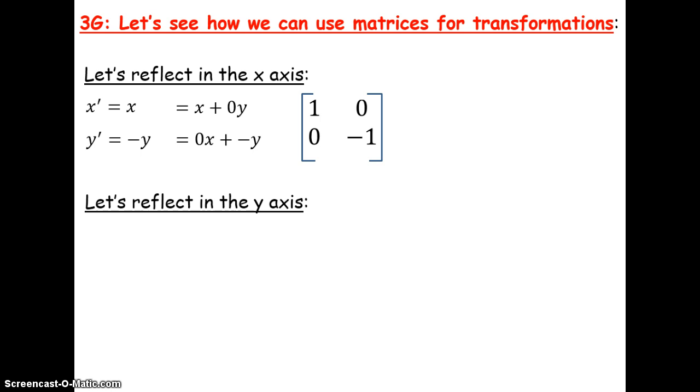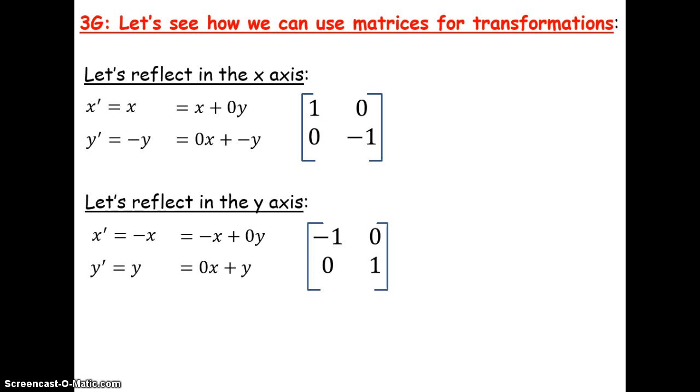When we reflect in the y-axis, it's very similar, only that this time, of course, we're going to be affecting the x values. So when we reflect in the y-axis, it's the x values that change to the negative. So x image becomes negative x, while y image remains as y. If we think about what that means for our equation, we can say it's negative x plus 0y and 0x plus y. Put them into a matrix just like above, so we get negative 1, 0, 0 and 1.